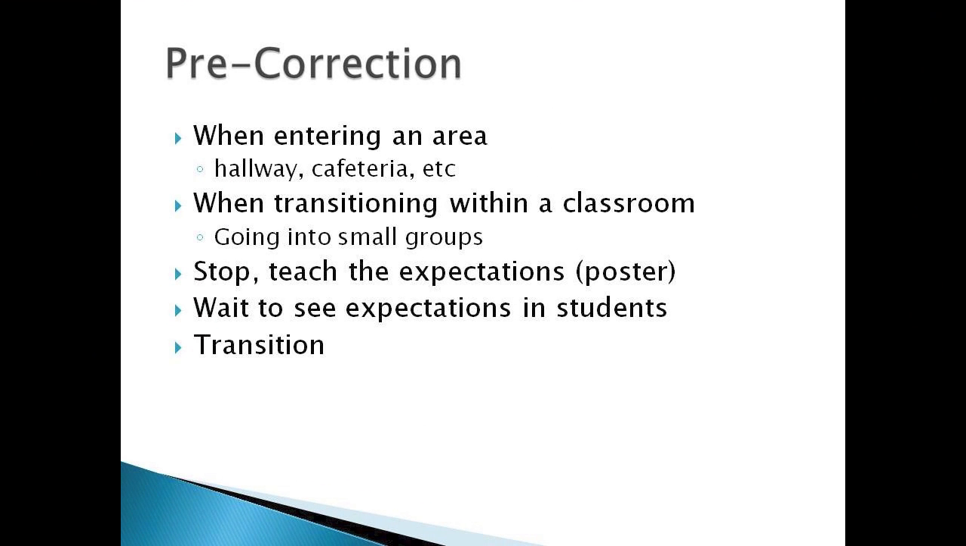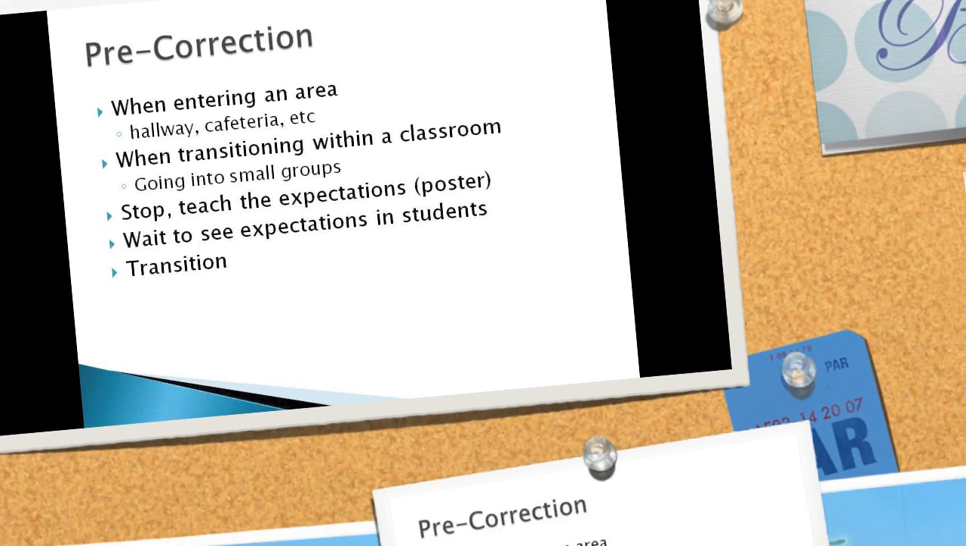Pre-correction is a very important tool within the classroom. It is when entering any area or transition, for example, the hallway or the cafeteria, or going into small groups, you would stop the students and teach the expectations using your expectations poster. You want to wait to see the expectations in the students and ensure their understanding, and then transition.